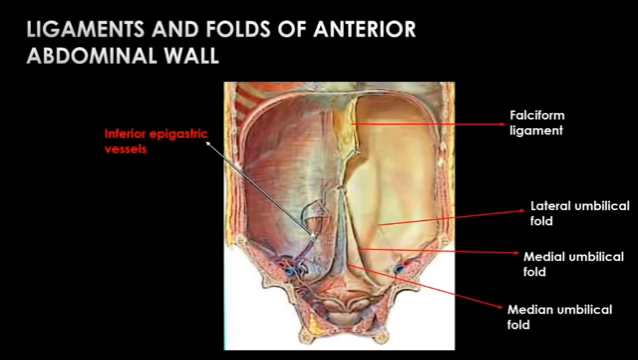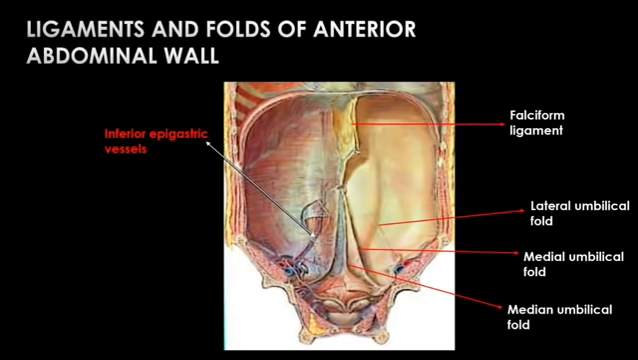On either side of the median umbilical fold there are two other folds. Those are called medial umbilical folds. They are covering the umbilical arteries. Those are the remnants of the umbilical arteries present on the anterior abdominal wall. So these are covered by the parietal peritoneum, which forms a fold over them. So those folds are called the medial umbilical folds.